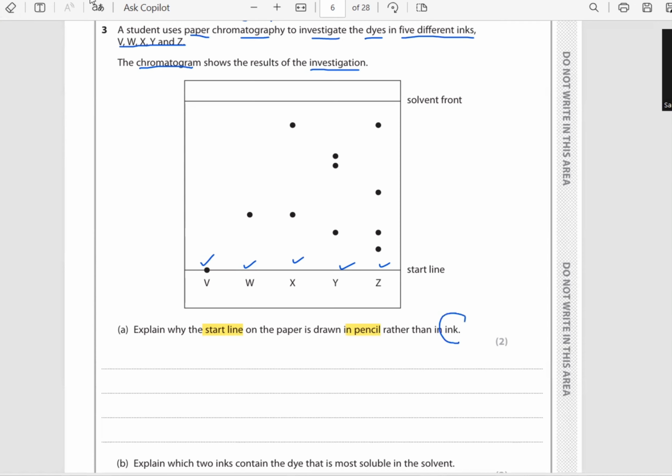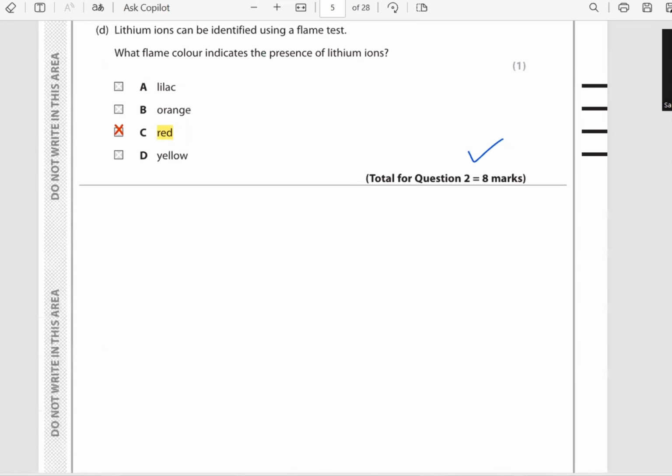If you're using ink for chromatography paper, ink is, as you know, soluble in the solvent. So that's why we are choosing pencil for drawing the baseline or starting line or origin, because it does not dissolve. And secondly, if you're using ink, the ink can spread out on the paper, it can smudge, and it can interfere with the results. Let's see the answer.